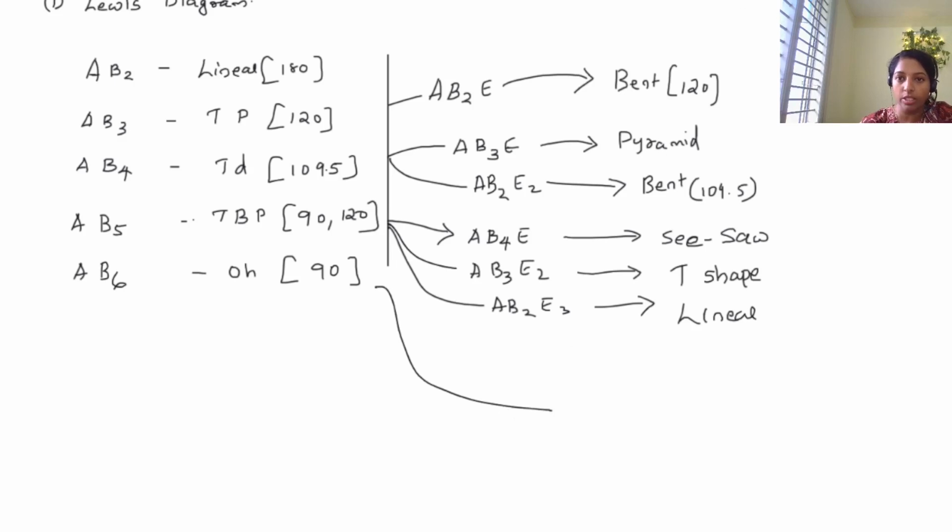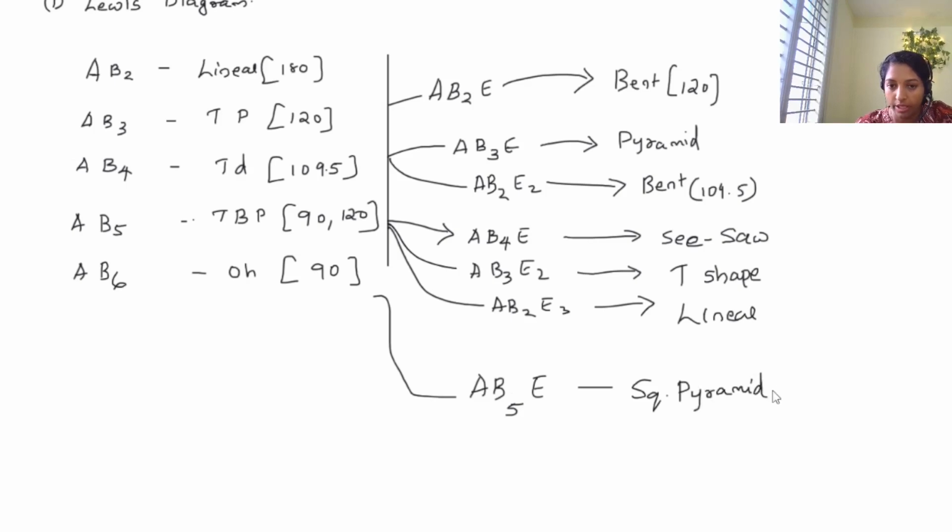Okay, then octahedral is also available in two combos, which means AB5E, octahedral minus 1 altogether. So the electron geometry is octahedral, but the molecular shape is square pyramidal. Okay, and the last one, AB4E2, is square planar. Octahedral minus 2 is square planar. So these are the shapes of molecules.